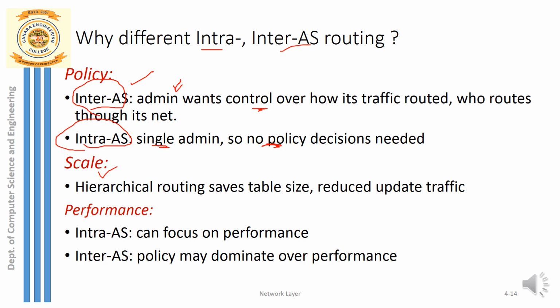So scalability is also there. Because of hierarchical routing, the routing table size or forwarding table size will be saved. Therein there will be traffic which will be reduced. Okay, so finally, in intra-AS, shortest path calculation can increase the performance. Similarly, inter-AS has a certain policy because of which the performance can be increased.